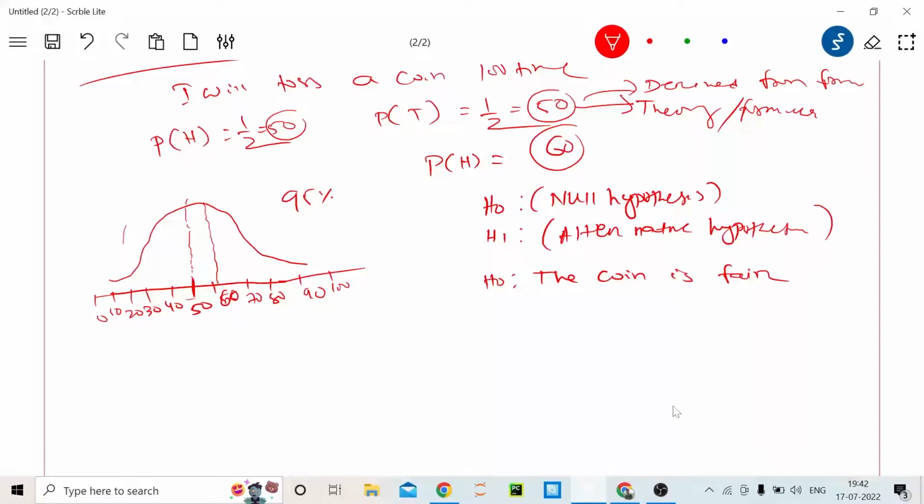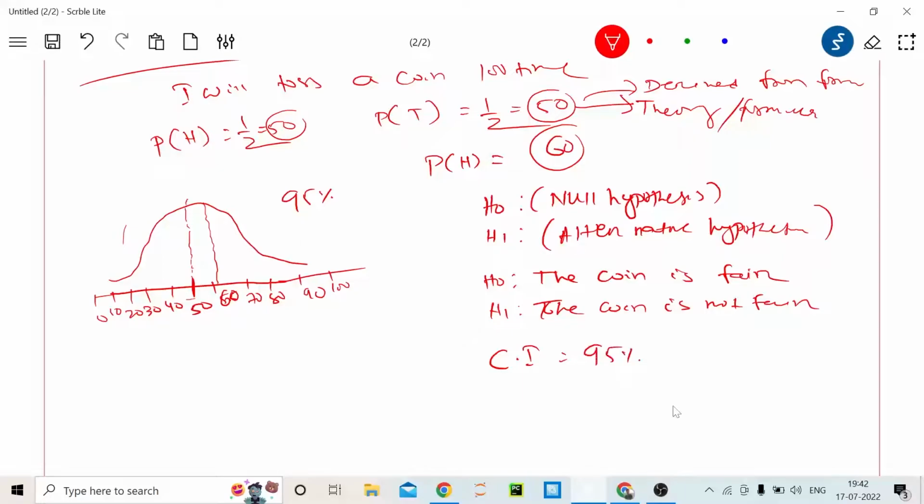Similarly, our H0 is the null hypothesis, which says the coin is fair. The alternative hypothesis says our coin is not fair. Let me complete, then you will understand everything. I will tell you one more thing, what is confidence interval. Confidence interval is nothing but 95%.